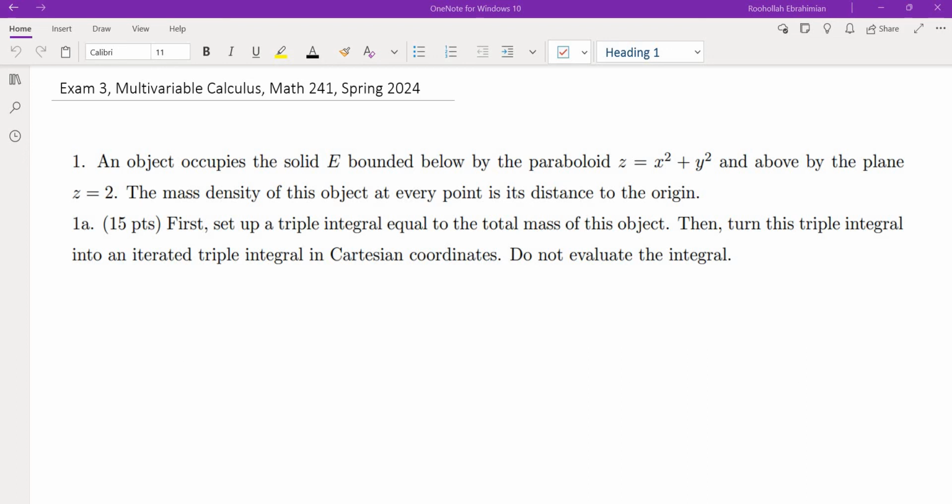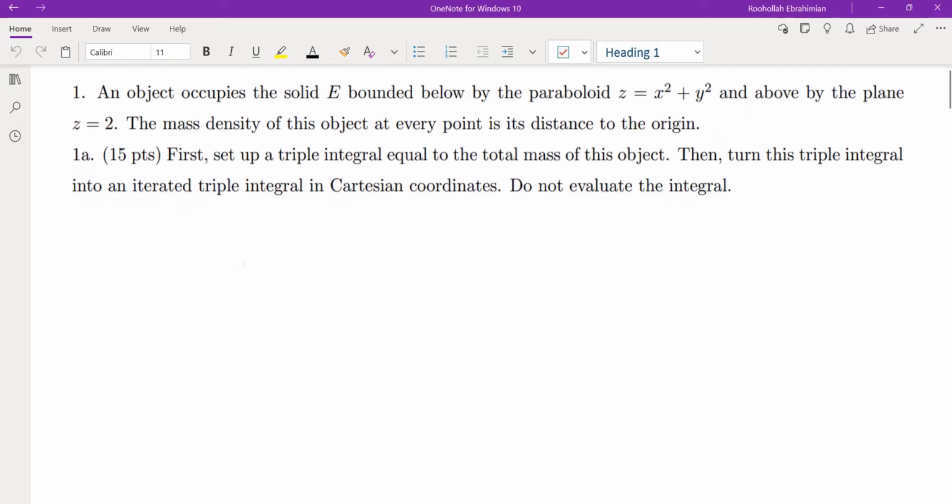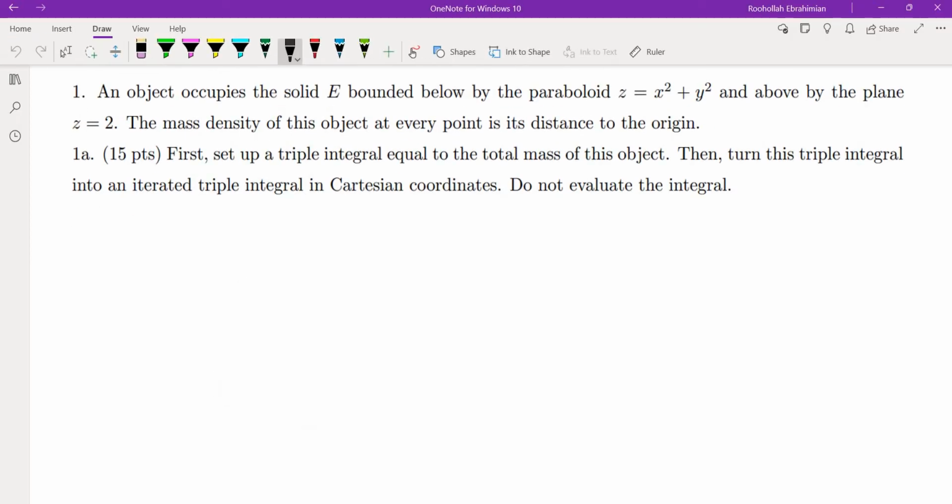Hello, in this video we're going to go over exam 3 from spring 2024, and this is on the multivariable calculus course. So an object occupies this solid E bounded below by the paraboloid z equals x squared plus y squared.